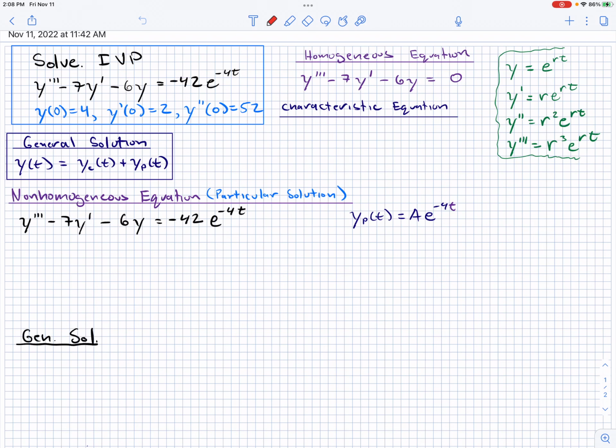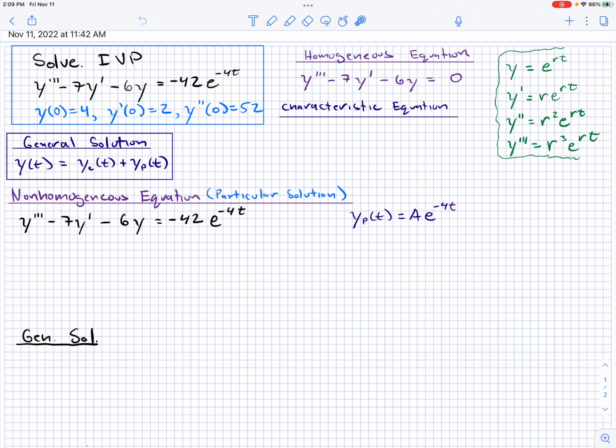Hello there. So in this video we're going to look at the initial value problem y triple prime minus 7y prime minus 6y equals negative 42e to the negative 4t with these initial values listed at the bottom. In order to solve this, we will need to get the general solution, where we need to find y sub c of t, which is the solution to the homogeneous equation, and a particular solution, which is solving the non-homogeneous for a particular solution of this form.